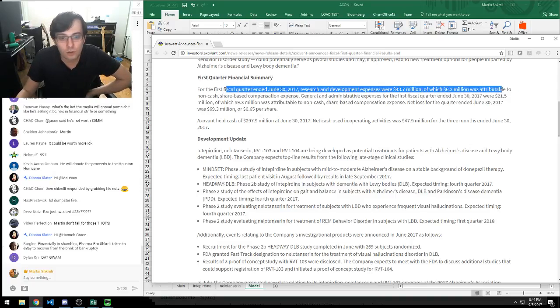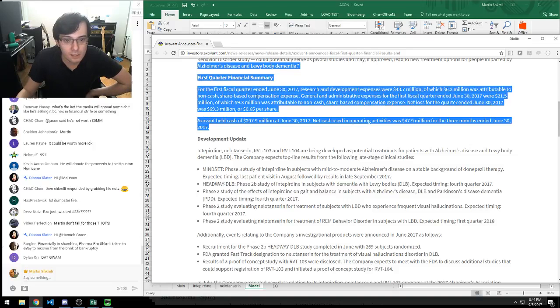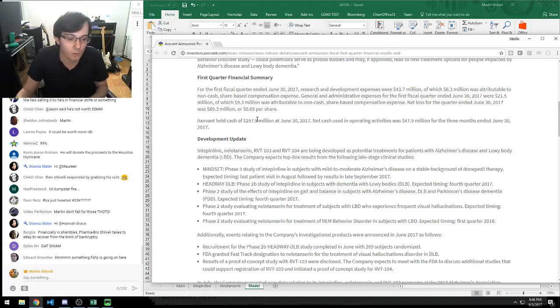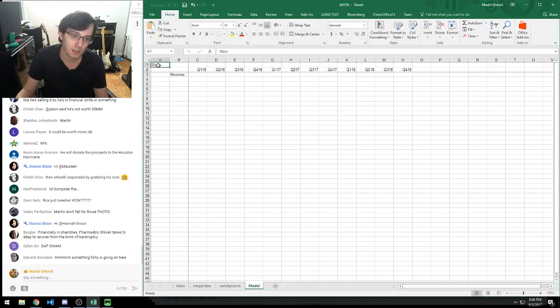Again, I suggest that you don't take financials from the press release. I would take them from the SEC filings, so I think that's fine. We can wait for that. Development update. Interberdine, nilotanserin, RVT-103, and RVT-104 are being developed as potential treatments for patients with Alzheimer's disease and Lewy body dementia. All right, so let's add that in.